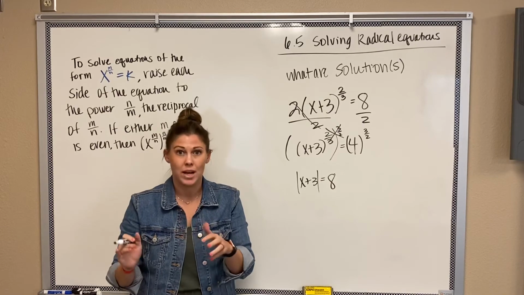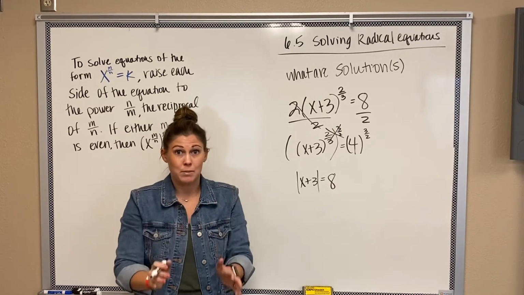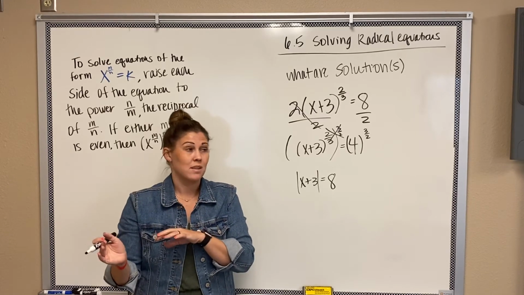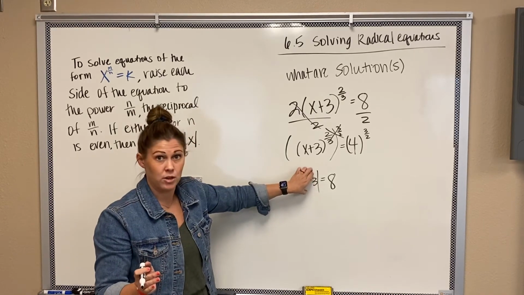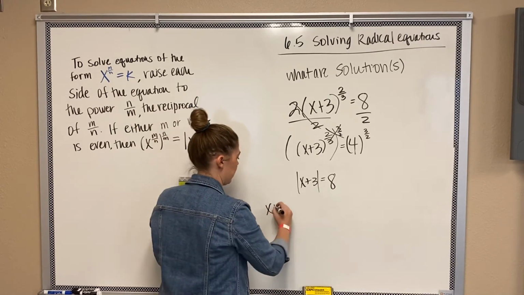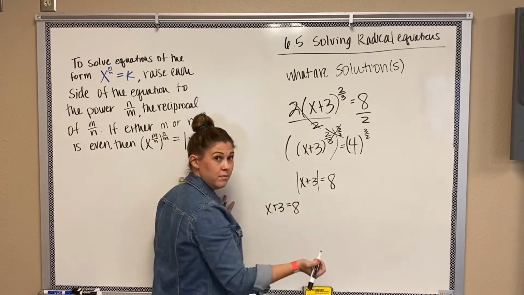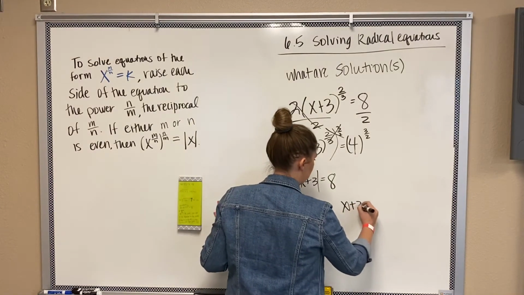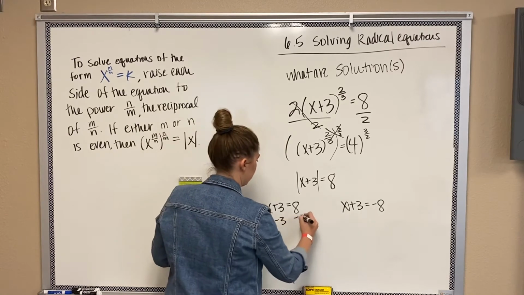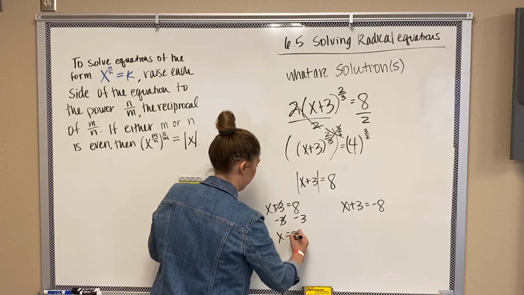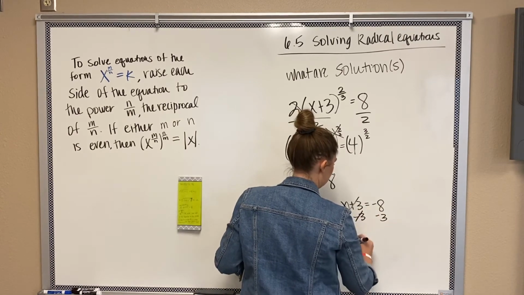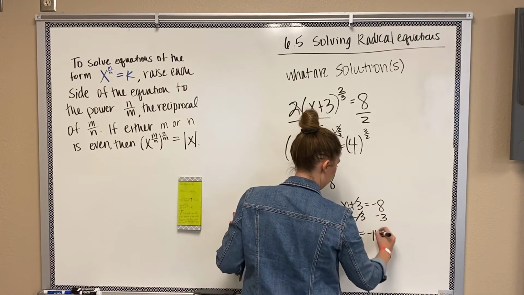Because, remember, you have to take the square root of both sides, it's a plus or minus. A positive times a positive is a positive, but a negative times a negative is also a positive. So this inside could either be a positive or negative. So we split it up into two equations: x plus 3 is equal to positive 8, and x plus 3 is equal to negative 8. We solve. Subtract 3, we get x is equal to 5. And here we subtract 3, x is equal to negative 8 minus 3 is negative 11.